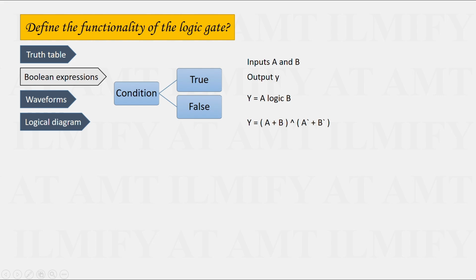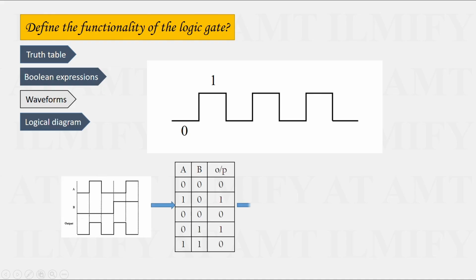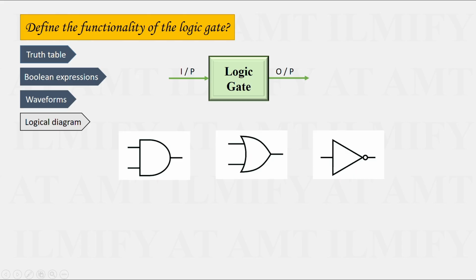Next is timing diagram. In waveforms, the lower level indicates 0 and higher level indicates 1. We write the truth table according to the waveforms. The truth table gives the functionality of the respective gate. The logic diagrams also help us in defining the functionality.